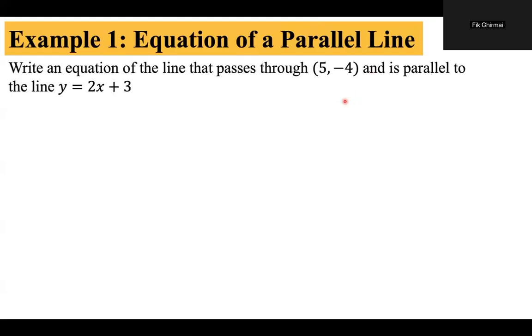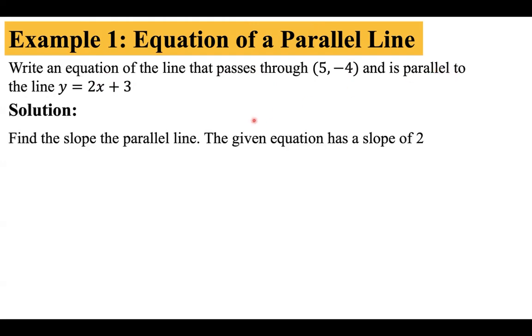Now, let's look at example one here. In this case, we want to find a new equation that passes through the point 5 comma -4 and is parallel to the given line here, which is y equals 2x plus 3. So the equation that we're given is this. I want to find a new equation that is parallel to this and also goes through the point 5 comma -4. So what I know is that they have the same slope because we're looking for the parallel line. So for the solution, first, let's figure out what the slope is.